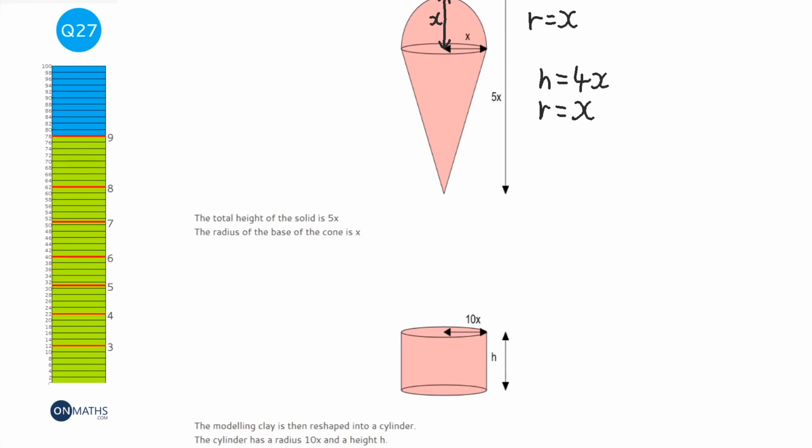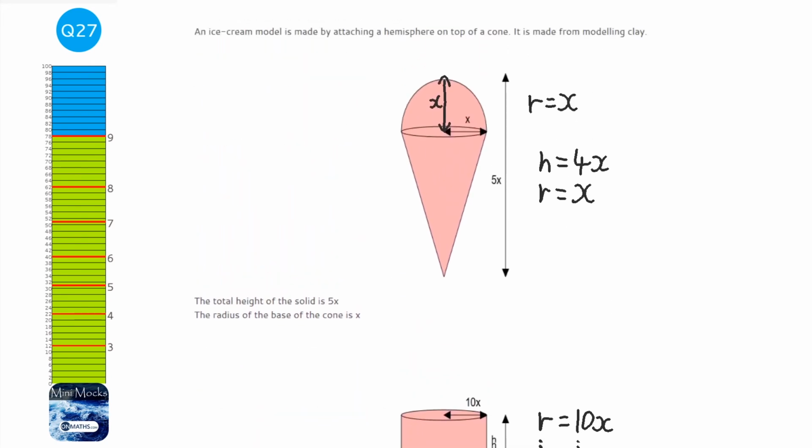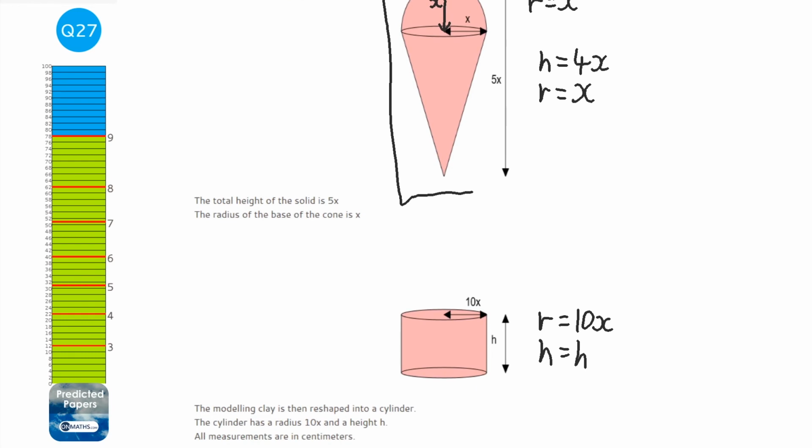The radius of the cylinder is going to be 10x, and the height is just labelled as h. So that's nice and simple. Okay, now let's have a look at what this question's saying. It's saying that this thing here is going to be melted down and is going to be used to create this. So that's just saying that the volumes are going to be the same.